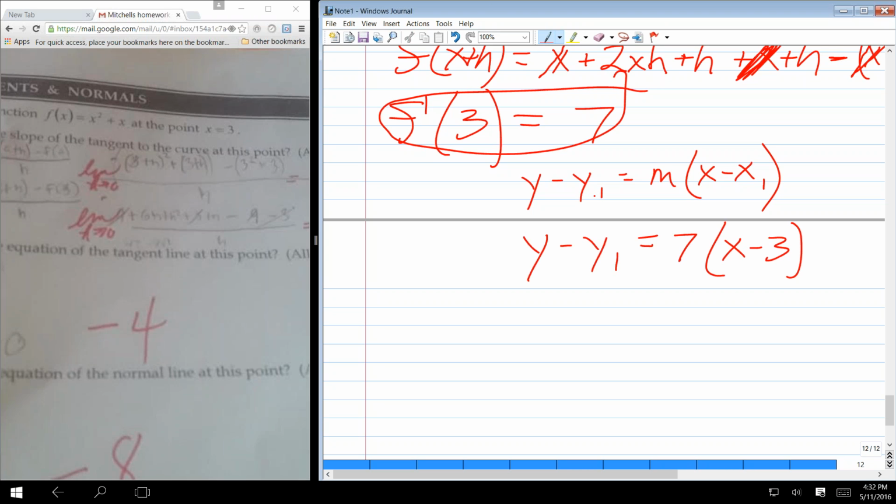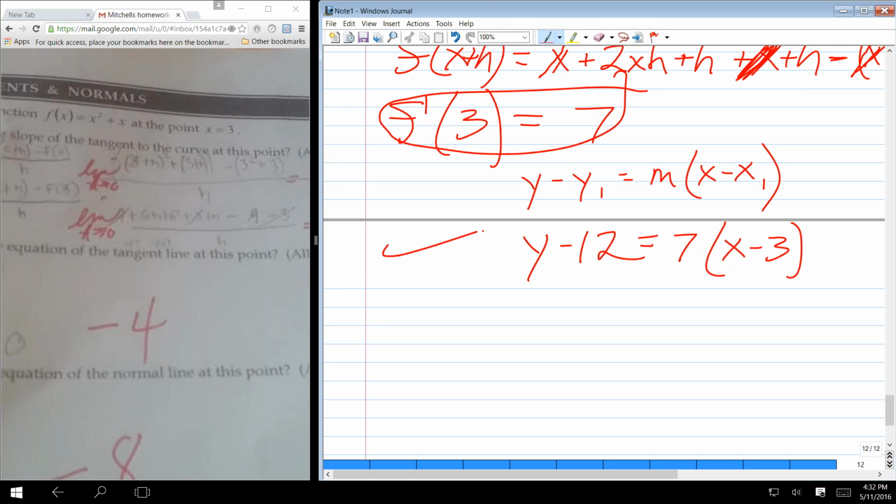Now what is Y sub 1? This is f of x. So what's the Y point when x is 3? 12. Correct. So that's y sub 1. In other words, they didn't give us y sub 1. They made us figure it out. And that's frequently what they're going to do. And then that's your answer. That's it. That's the equation of the tangent line.